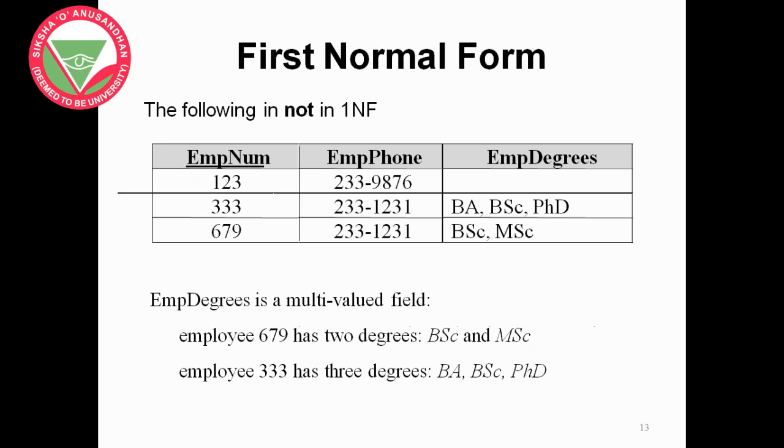Let us consider this example, and as we can see, it says the following is not in the first normal form, and I'll tell you why. Employee number, we have got individual or scalar values in each of the tuples. There are three tuples and three attributes. Employee number, there are singular values. Employee phone, there are singular values, but in employee degree, we see that in tuple number 2 there are multiple values, which is BA, BSc and PhD, and for tuple 3 the employee degree are BSc and MSc, so they are not singular values, so that is why this table is not in the first normal form.